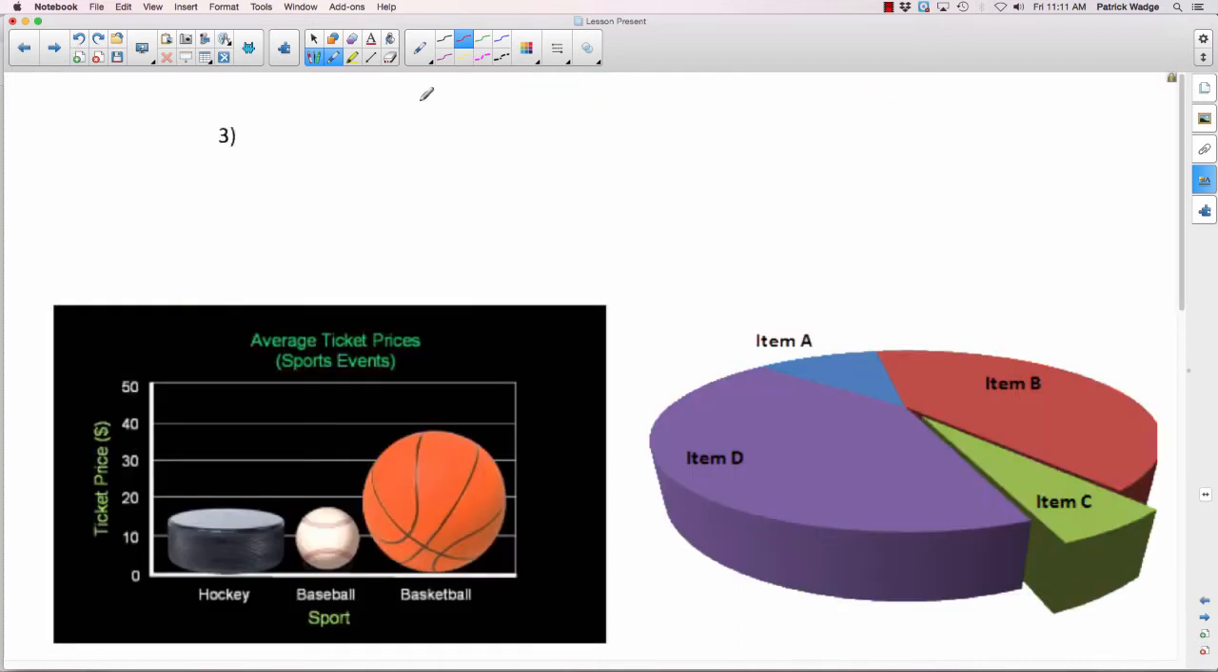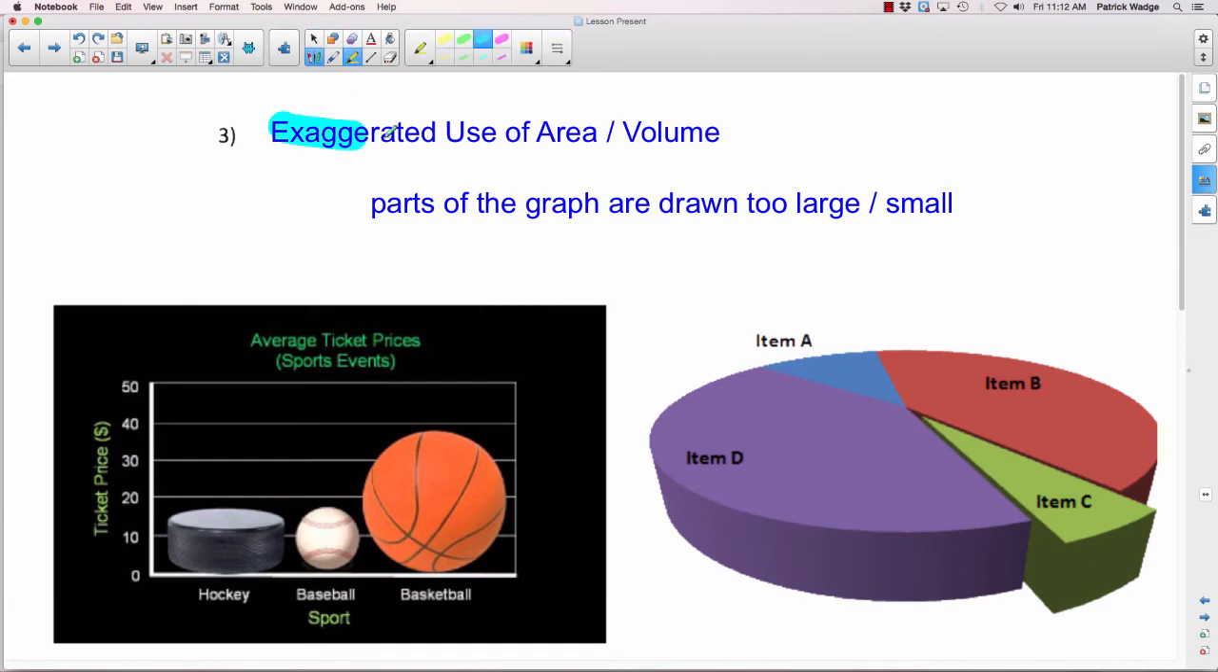Okay, the third way. This is why I hate pictographs. They're so bad at doing this. The third way to misrepresent data is to have an exaggerated use of area or volume. This is where parts of the graph are drawn too large or too small. So for example, in this one here, you've got this kind of pseudo pictograph, but you've put it on a chart. It's kind of like subbing in for a bar graph. Rather than draw bars, let's make it cool and draw the balls because we're talking about sporting events. No, it just makes it look like this basketball is so much bigger than the baseball, so much bigger than the puck. Even the puck looks way bigger than the baseball.